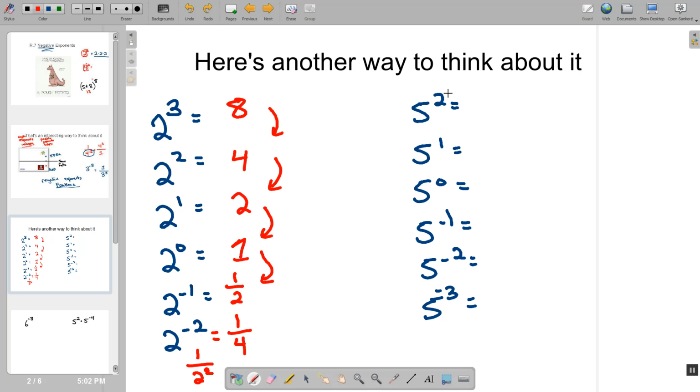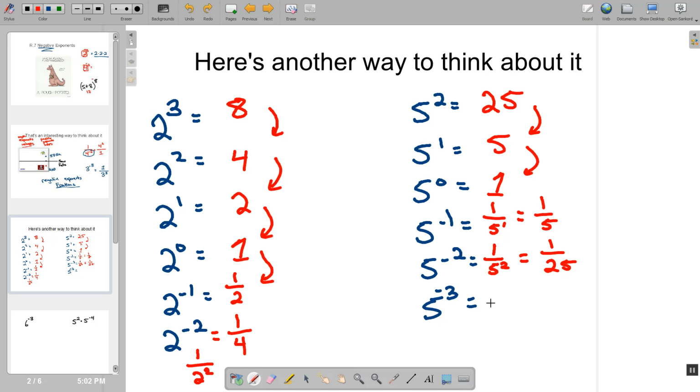Let's show another example. If I have 5 to the positive second power, that's positive 25. 5 to the first, well, that's 5. Once again, I'm dividing by 5 on each step. 5 to the 0, well, that's 1. Therefore, my next step is 1 over 5 to the first, which has to be 1/5. My next step after this will be 1 over 5 squared, which is 1/25. And now this will be 1 over 5 cubed, which is 1 over 125. When we have negative exponents, we create fractions.